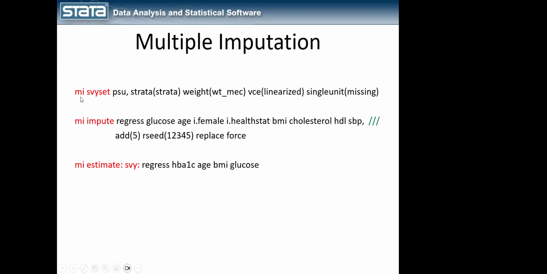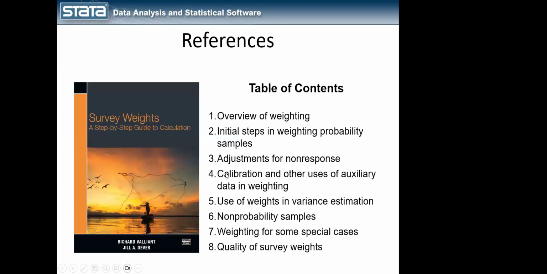You would need to use the mi svyset command rather than just svyset. Then you would use mi impute to fit the imputation model, to impute something like, here, the variable glucose. And then to actually estimate the regression model, including the imputed variable glucose, we would type mi estimate colon svy colon followed by our regression command. So you can even do multiple imputation if you have missing data.